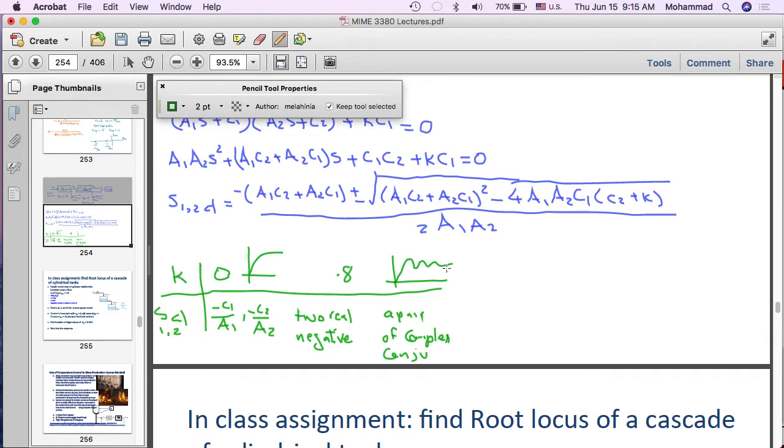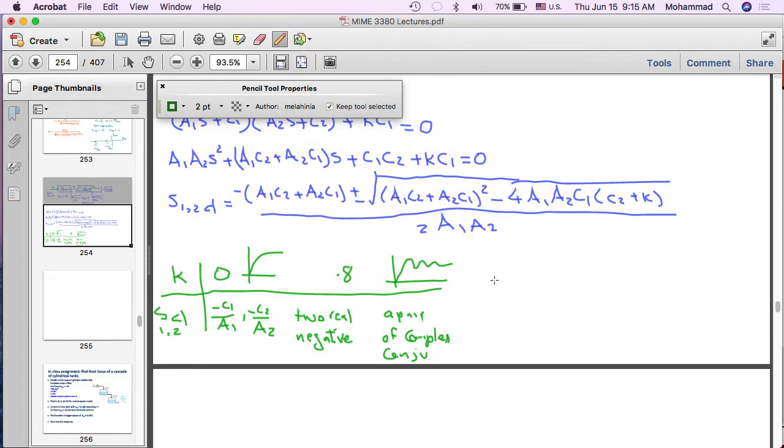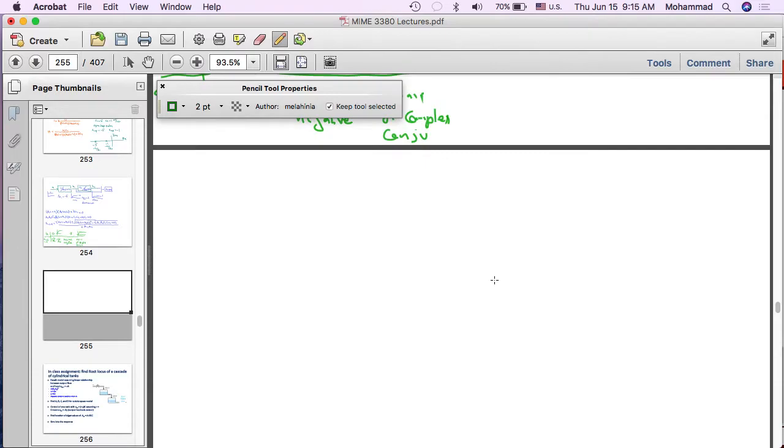Go back to your Simulink model. Your Simulink model so far was an open loop Simulink model. So go ahead and close it. And for the benefit of people who are watching this online, I'm going to recreate the Simulink model.